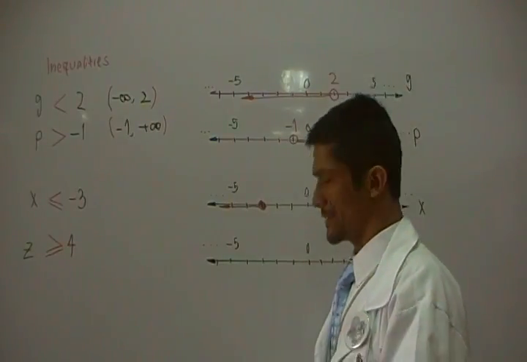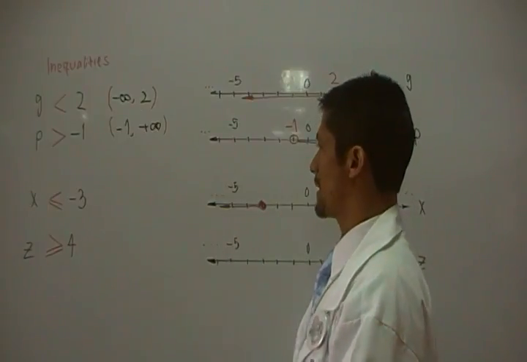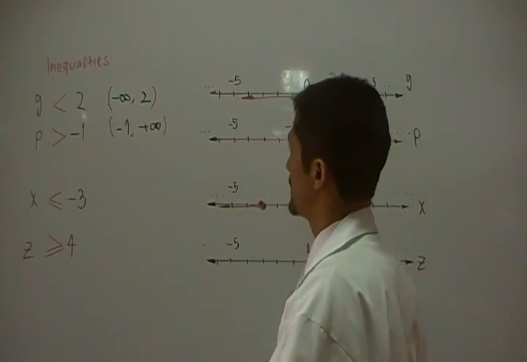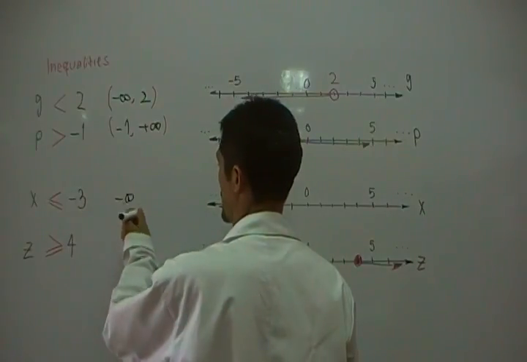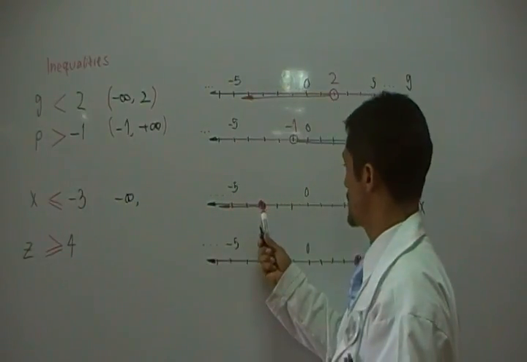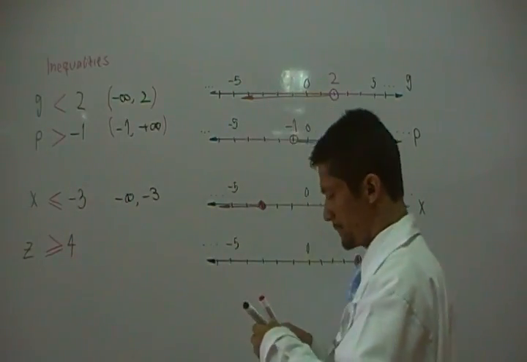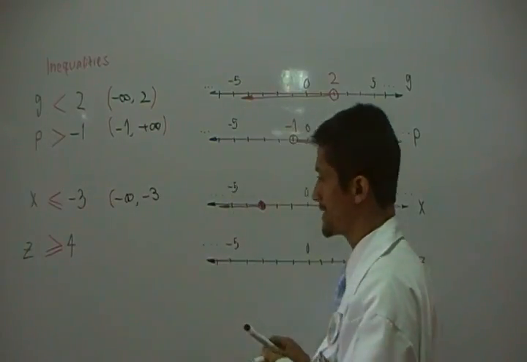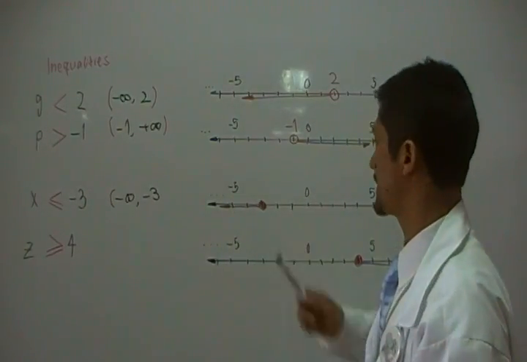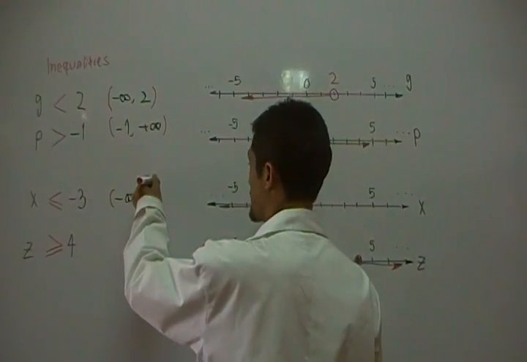In this case, things change a little bit. This inequality starts in the negative infinity, so it starts here and it ends right here at -3. As we know, negative infinity has no limit, so that's why we have to use a parenthesis there. But since the limit -3 is included, we should use a bracket here.